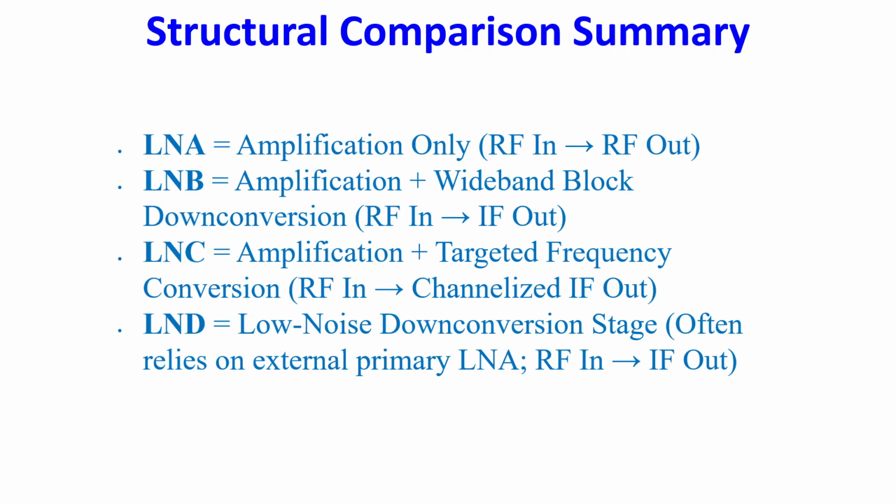Here is a structural comparison. LNA: amplification only, RF in, RF out. LNB: amplification plus wideband down conversion, RF in to IF out. LNC: amplification plus targeted frequency conversion, RF in to channelized IF output. LND: low noise down conversion stage, often relies on external primary LNA, RF in, IF out.